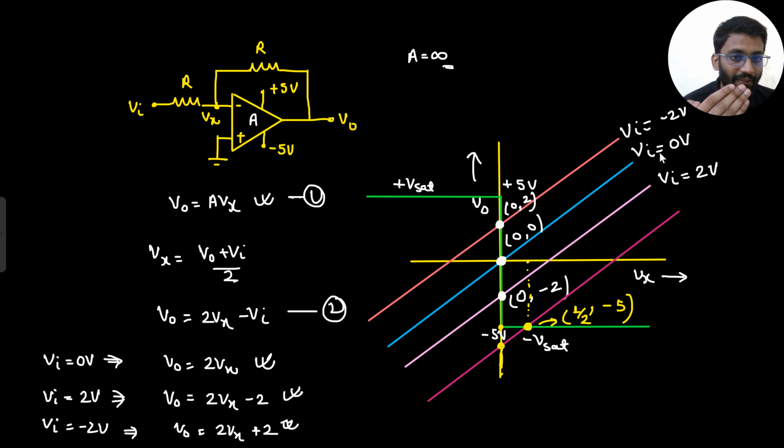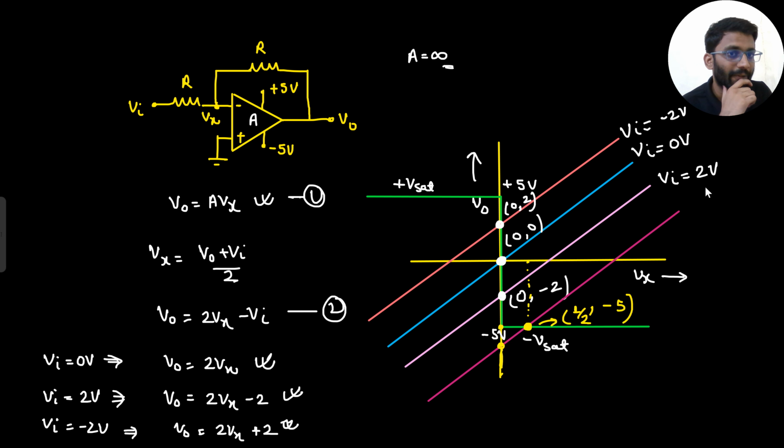In the previous one, when Vin was 0 volt, 2 volt, minus 2 volt, it was cutting when Vx was 0. It was not cutting on the saturation point. The graph was not cutting here. The graph was cutting where? When Vx was 0 volt only. But here the graph cut when Vx is half and V0 is at saturation.